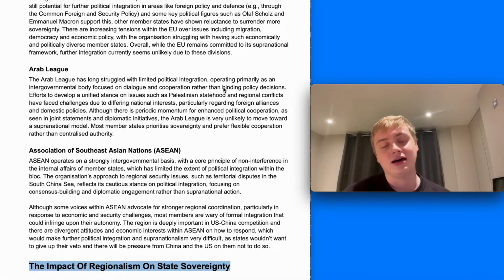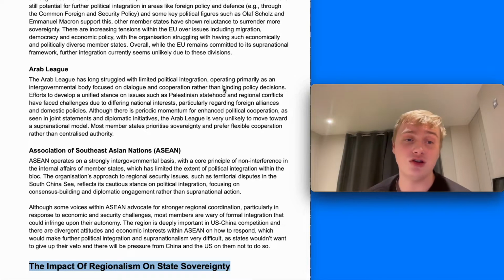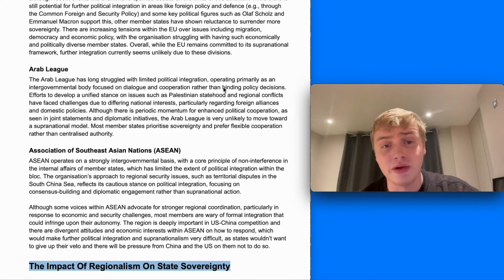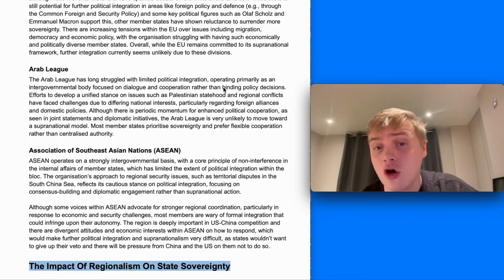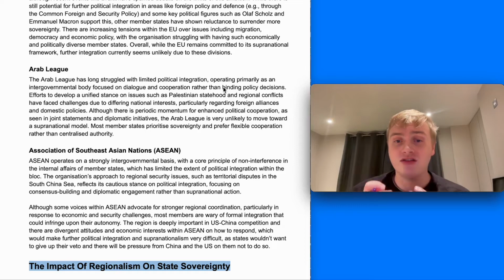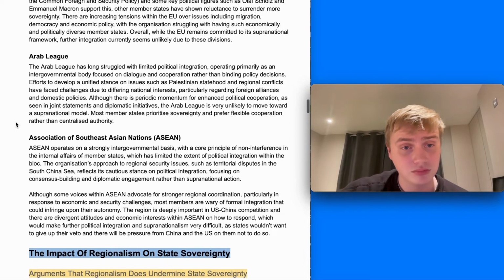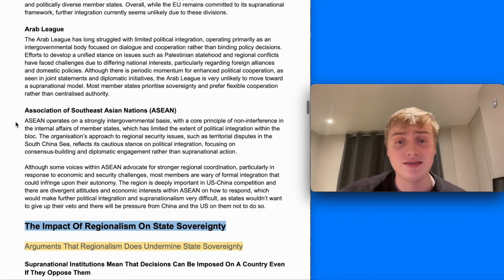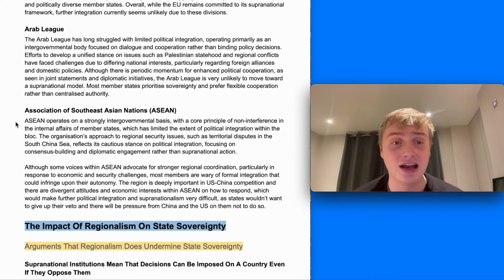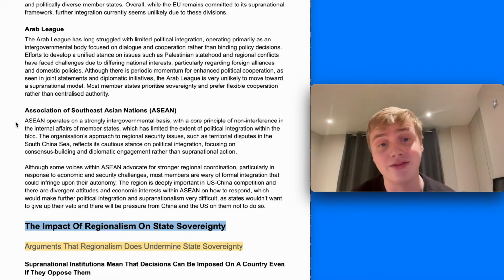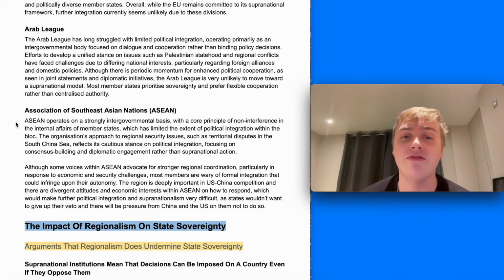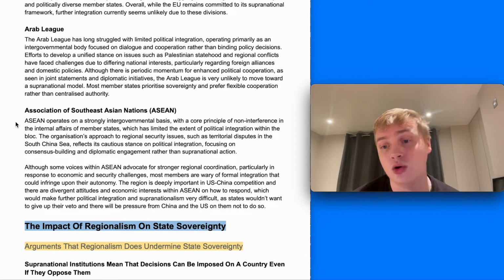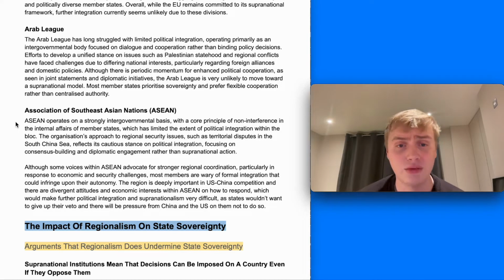The Arab League and ASEAN arguably have a very similar story to the African Union. The Arab League has long struggled with limited political integration, operating primarily as an intergovernmental body for dialogue and cooperation rather than binding policy decisions on its member states. Efforts to develop a unified stance on Palestinian statehood more recently have faced challenges due to differing national interests, particularly with the Abraham Accords. And although there's periodic momentum for enhanced political cooperation, the Arab League is very unlikely to move towards a supranational body, as it's always been since it was founded in 1944.